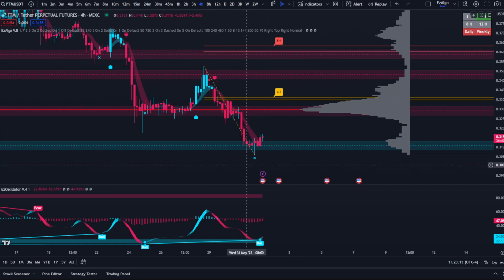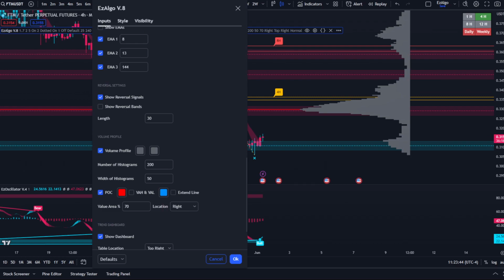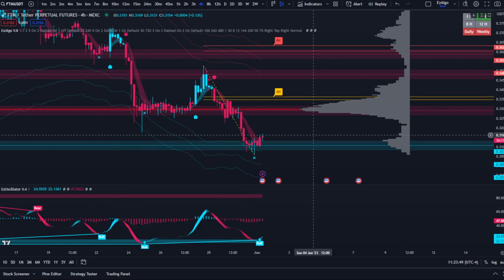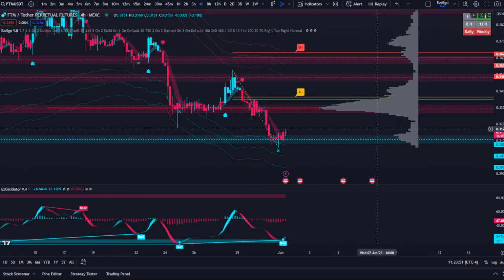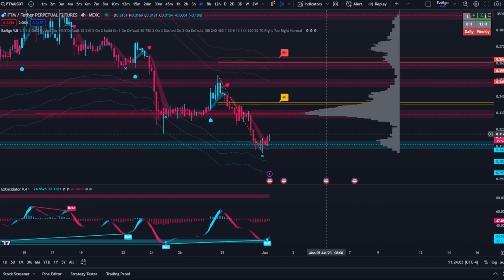When used at key support or resistance levels, these can be your basis for entry, and these signals are very, very powerful on their own. These are derived from the Fu Manchu Cipher B strong buy and sell signals. All right, below that we have the reversal bands. Now, similar to Bollinger Bands, these are based off of certain Fibonacci values. So these are probably one of the most underrated features on EzAlgo.